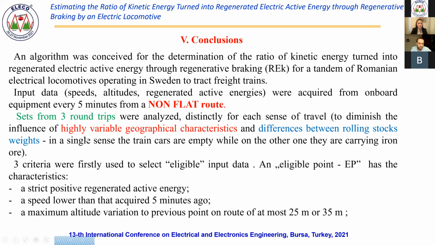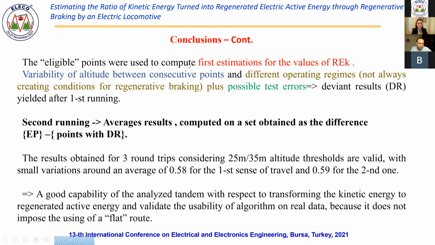3 criteria were used, firstly, to select eligible input data: strict positive regenerated active energy, a speed lower than that acquired 5 minutes ago, and a maximum altitude variation of 25 to 35 meters. And the eligible points were used to compute first estimations, but they had to be filtered again due to the variability of altitude between consecutive points, different operating regimes, some of them not allowing regenerative braking, and possible test errors.